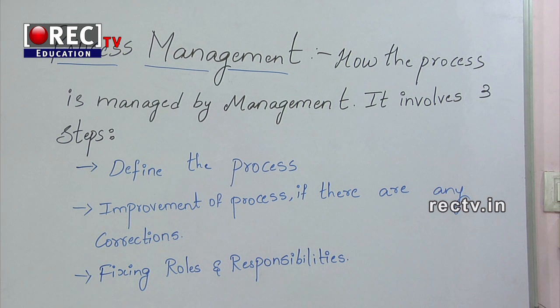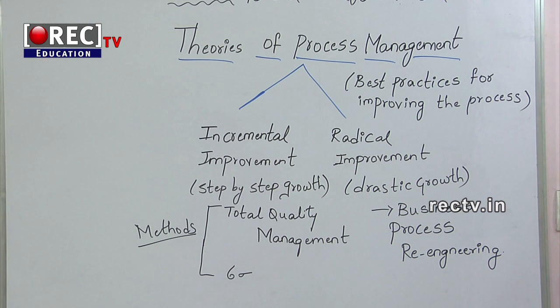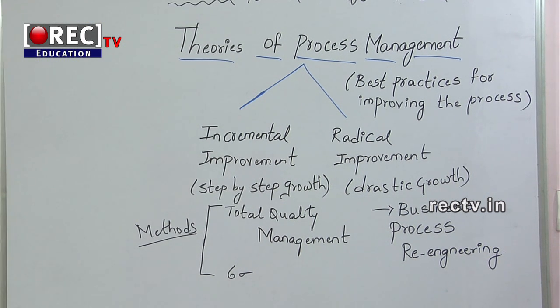Now let us see what is meant by process management. Process management is nothing but how the process is managed by management. It involves 3 steps. First, we have to define the process on paper. Next, if there are any corrections in the process, we have to improve it, and after improving, fix the roles and responsibilities to the persons who run this process. Already we have seen what is meant by process management. It involves 3 steps. First one is we have to define the process. After defining, if there are any corrections in the process, we have to improve it.